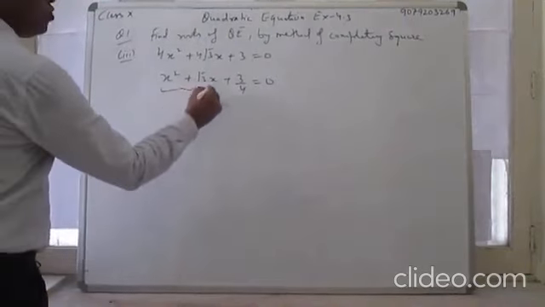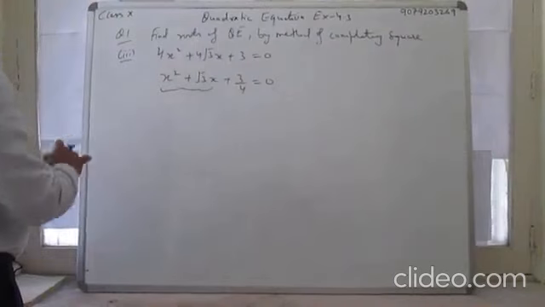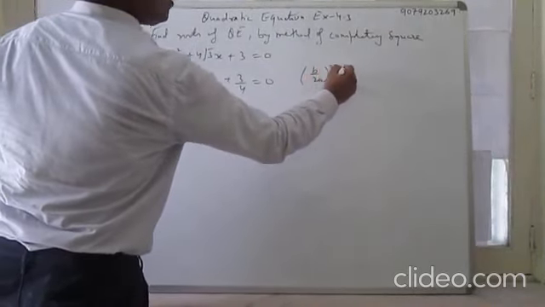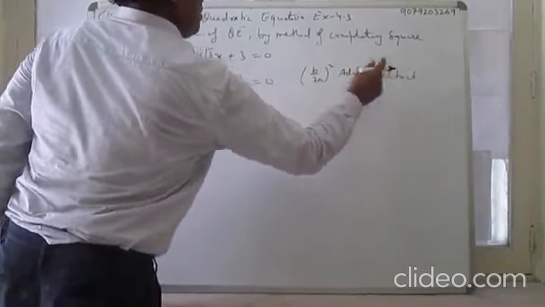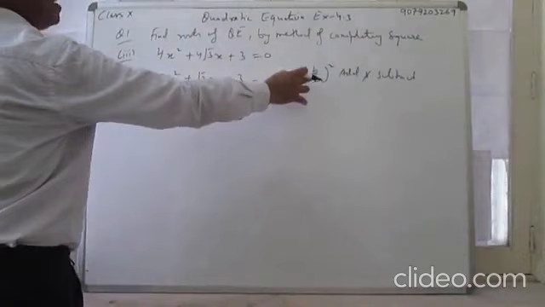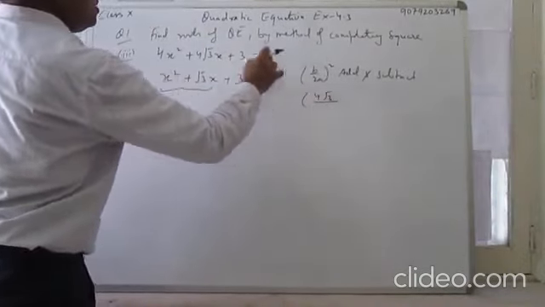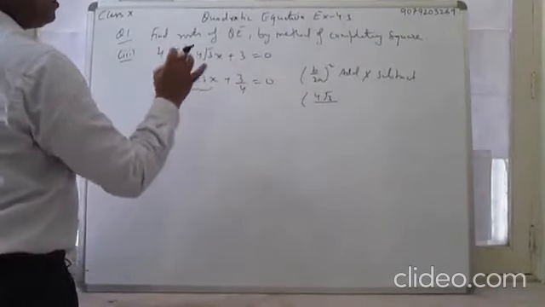Now these two terms are given to you और इसको आपको क्या बनाना है, complete square बनाना है. What do you add and subtract? b/2a का whole square add and subtract. What is the coefficient of x? What is b? 4√3. Sorry, what is a? 4.